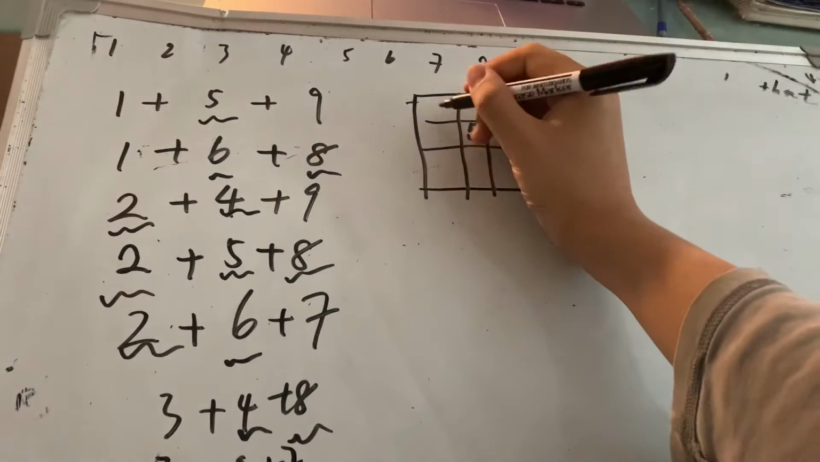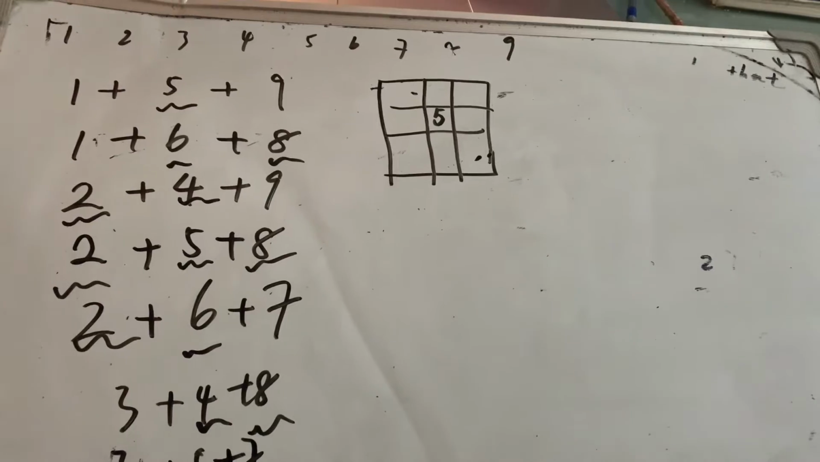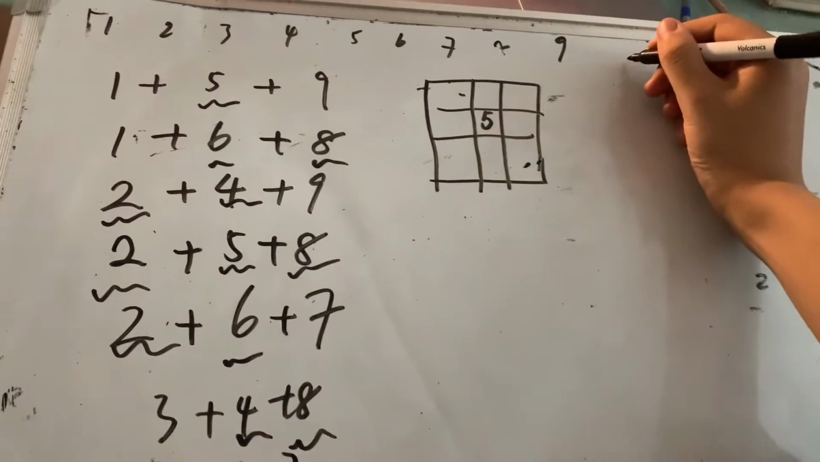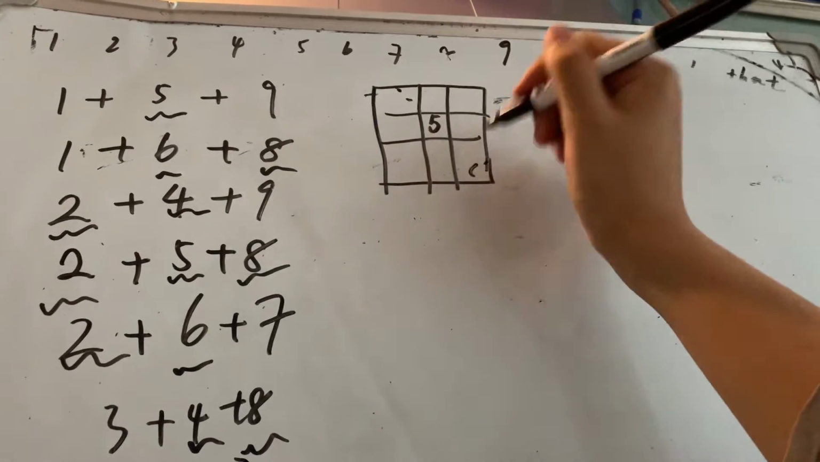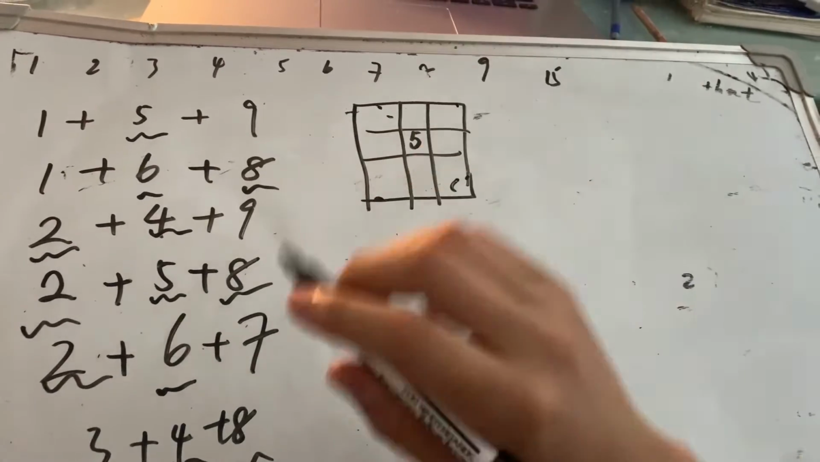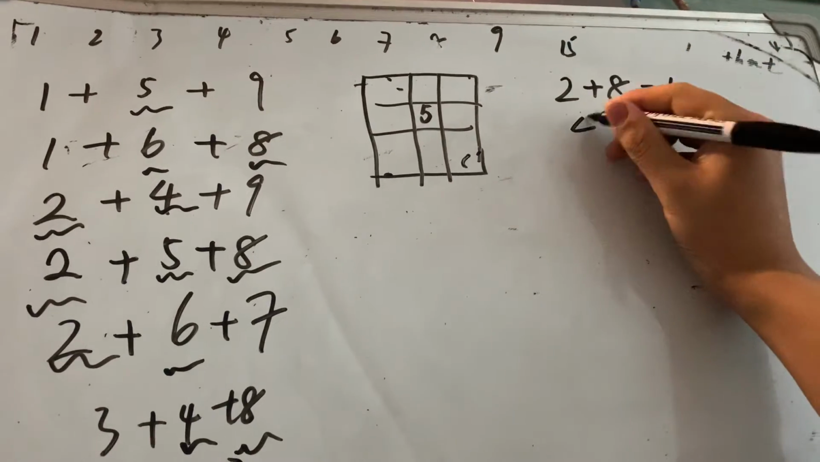And also remember, this and this add up, it must be equal to 10, because the sum adds up to 15, and this is 5. So 15 minus 5 is 10. Those 2 added up must be 10. Those 2 added up also must be 10. So as you can see, we can get 2 plus 8 is 10, 4 plus 6 is 10.